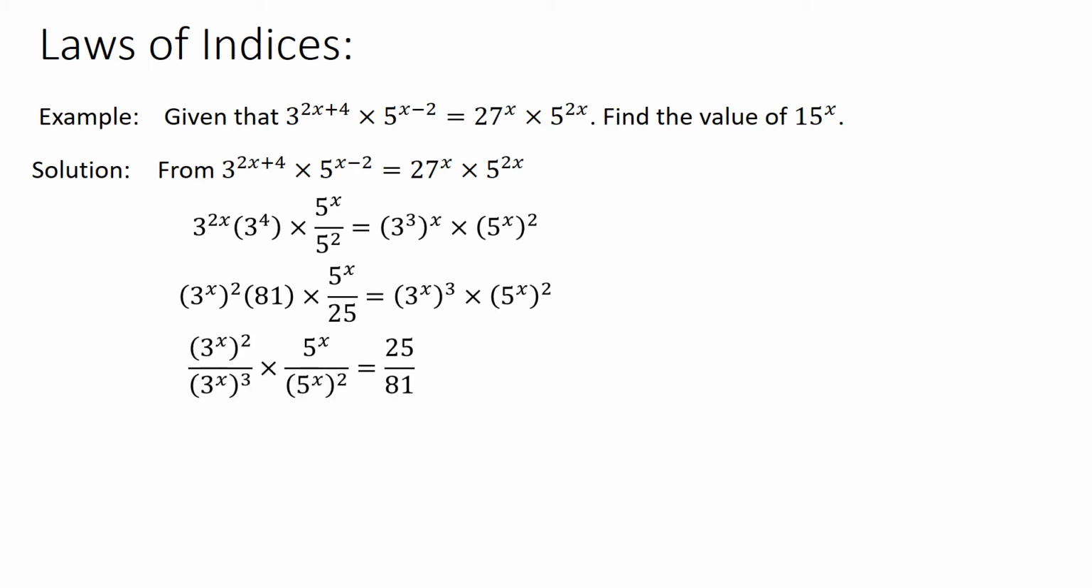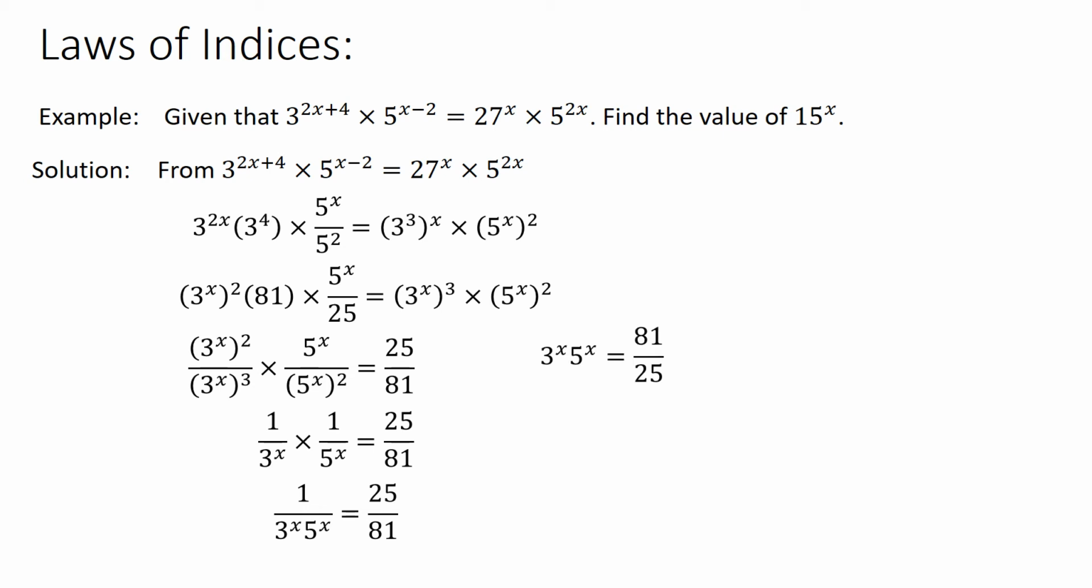Next, we can put the terms with unknown x to left hand side and the constant to right hand side. Then we can remove the bracket and simplify. The equation becomes 1 over 3 to the power x times 1 over 5 to the power x equals 25 over 81. And we can combine them together. Since 3 and 5 have the same power, we can multiply them together. 3 times 5 to the power x equals 81 over 25. And the answer for 15 to the power x equals 81 over 25.